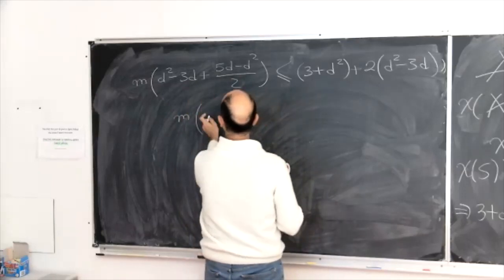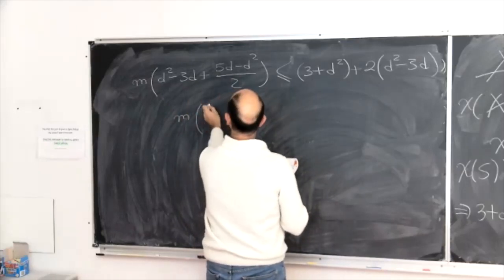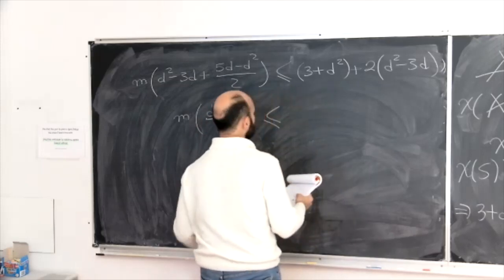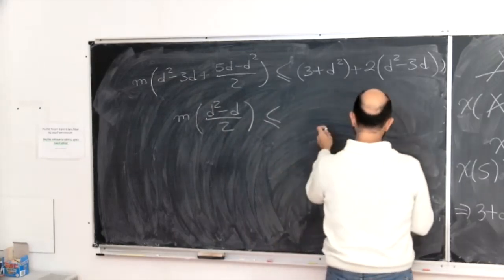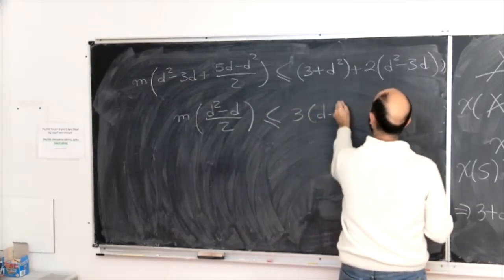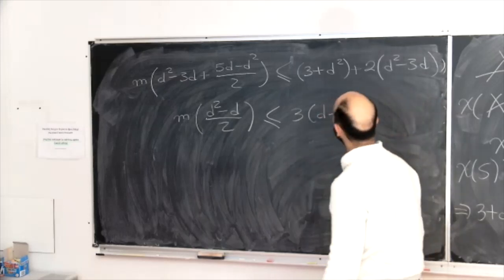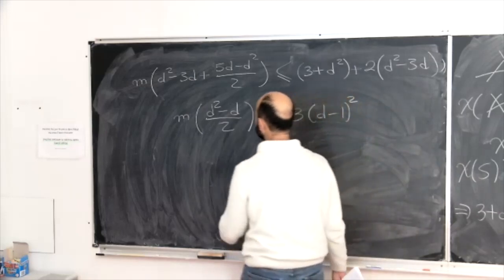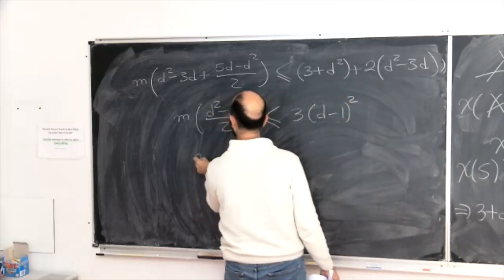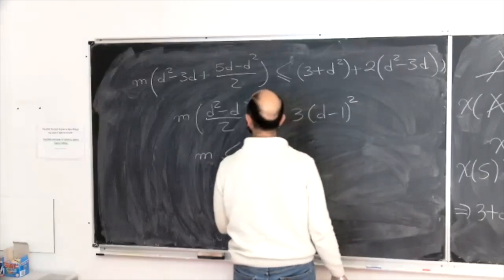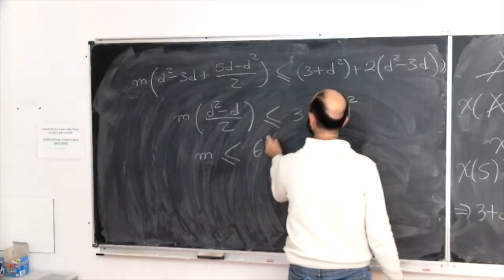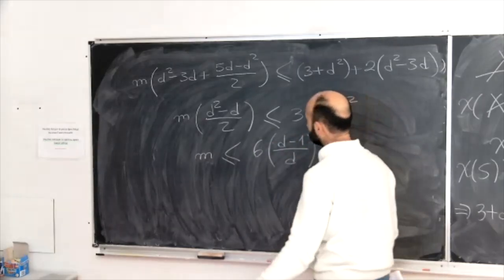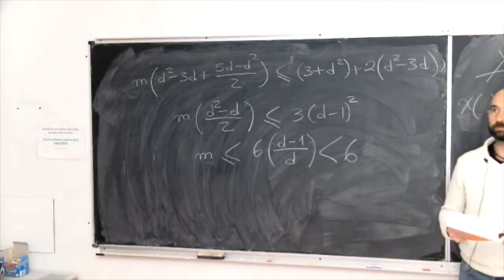to m times, okay, we have d squared minus d over 2, if we simplify this. And on the right side, 3 times d minus 1 squared. D is greater than 1, so dividing by d minus 1 is harmless in the sense of this inequality. So this gives you m is less than or equal to 6 times d minus 1 over d, which is less than 6, proving the first part of the theorem.